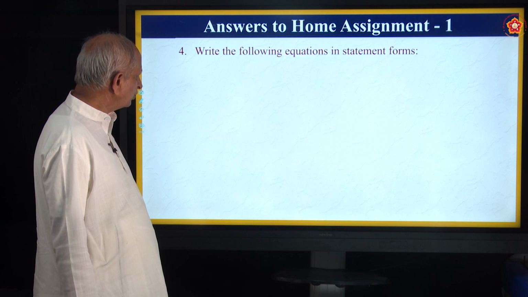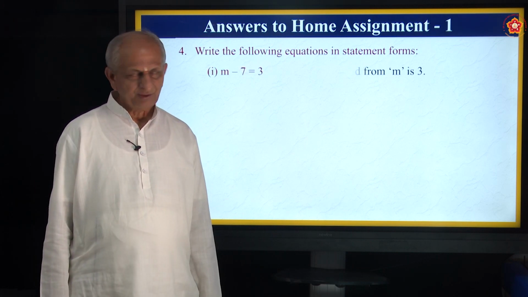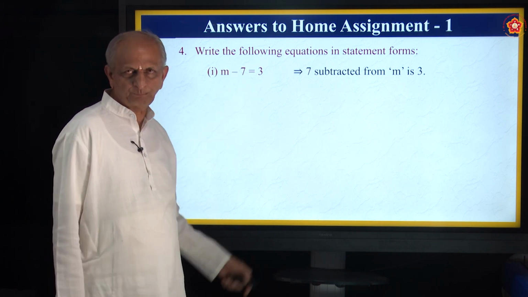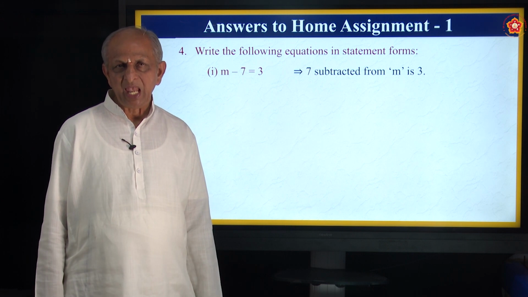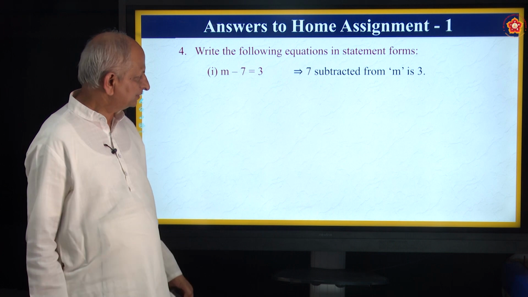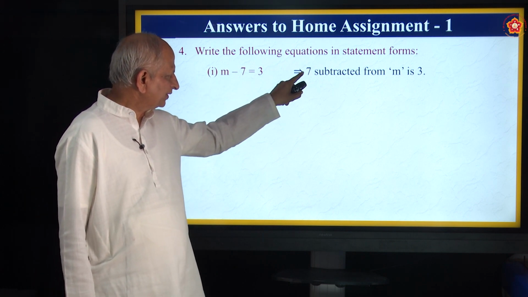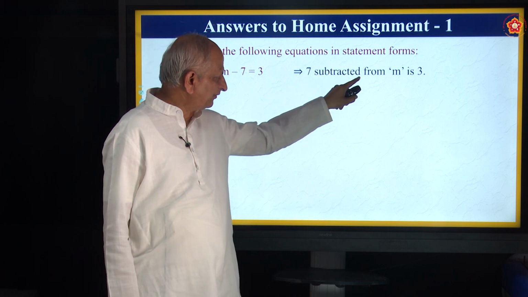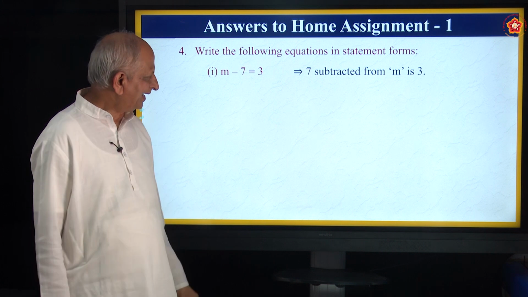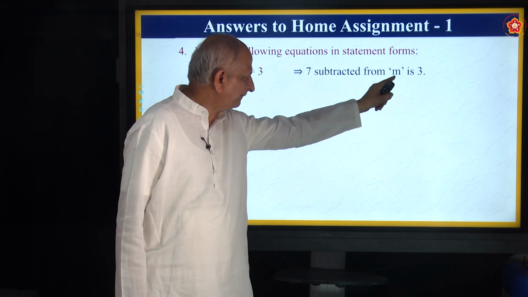Now, one more question is to write the following equation in statement form. You are given the equation m minus 7 equals 3. Which is the variable? m. We will take it as m. Okay. Now, what you must do? Minus 7 means what? 7 subtracted from m. Correct? And the value is given as 3. So, 7 subtracted from m is 3.